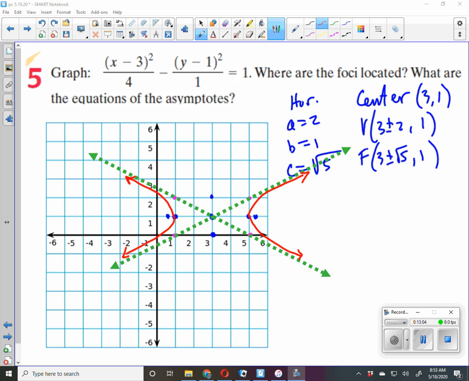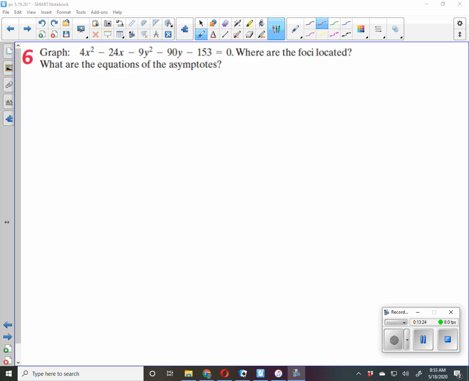So notice it really isn't any different than what we had done before. I'm not going to worry about the equations of the asymptotes. I won't even ask that on a test. Just need you to be able to identify vertices, foci, and maybe a graph. All right, this last problem will be extra credit. I will work it and show it. So if you're not worried about it, great. Otherwise, extra points, right?